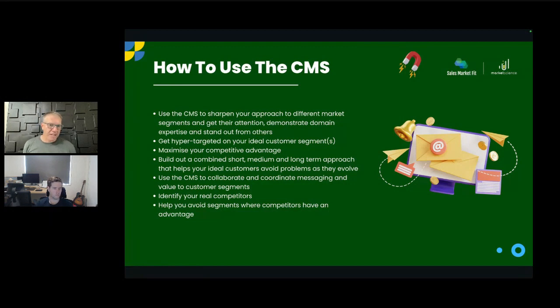That, like what Alex mentioned in zones 1, 2, and 3, helps your ideal customers avoid problems as they evolve, and then captures the attention of those who may not necessarily be looking for your solution today, but could be next week, right? It'll help you identify who your real competitors are. And it'll help you, like I mentioned, avoid the segments where competitors have an advantage.